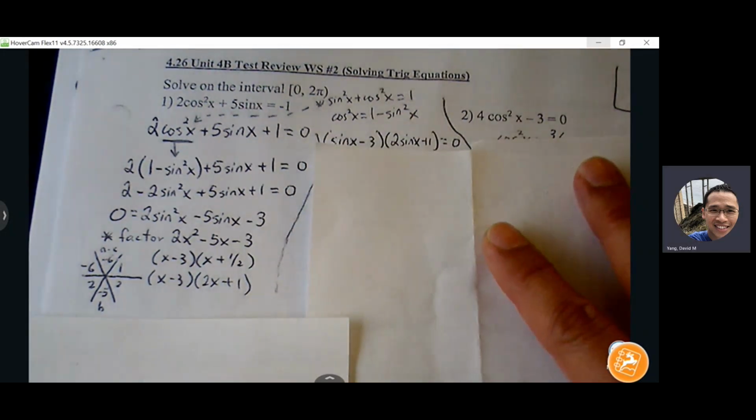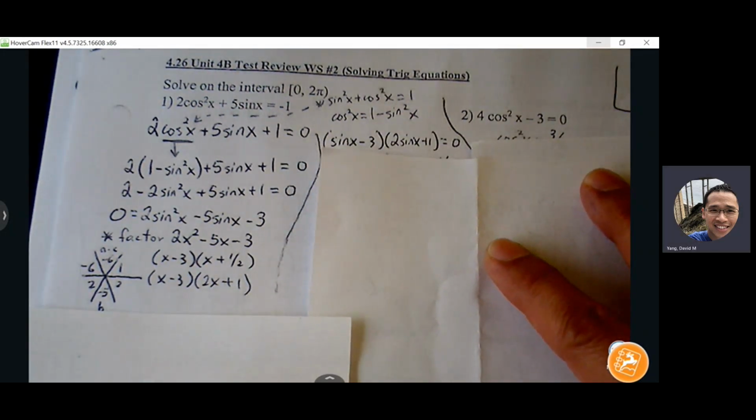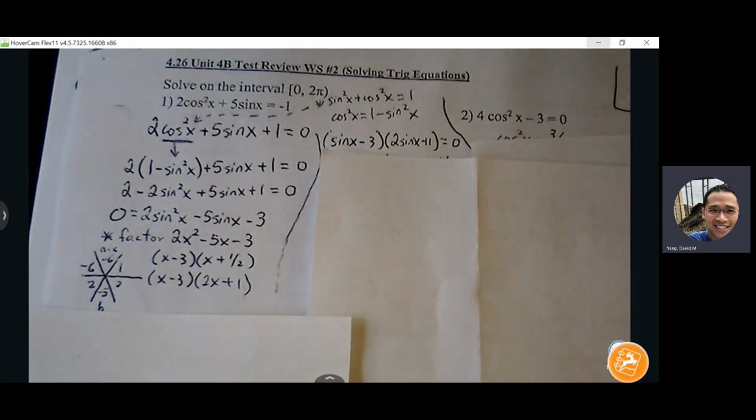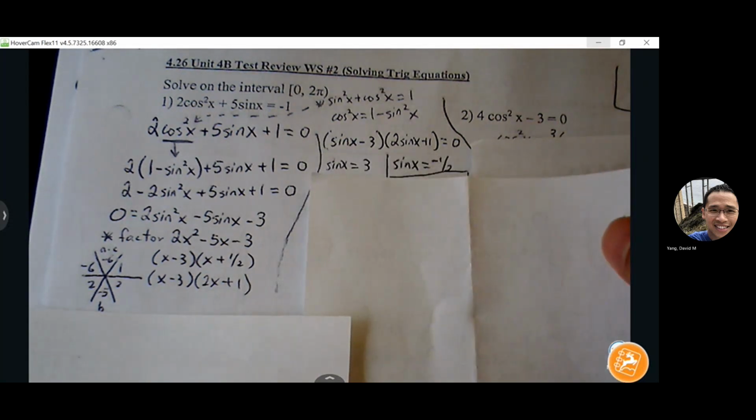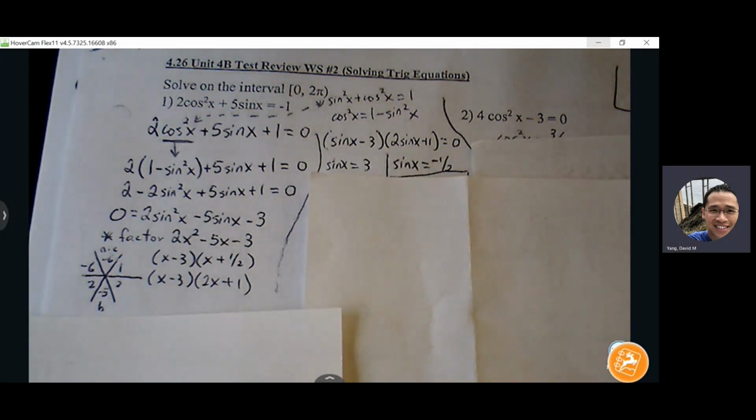Okay, let's bring sine back into our factored form. Sine x minus 3, 2 sine x plus 1. So sine equals 3, sine equals -1/2. Sine doesn't equal 3. We know sine is only going to live between -1 and 1. So no solution there, but -1/2: we know third and fourth quadrant in that pi/6 family.